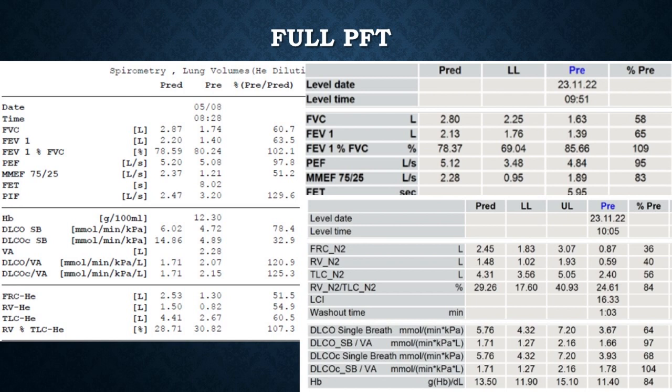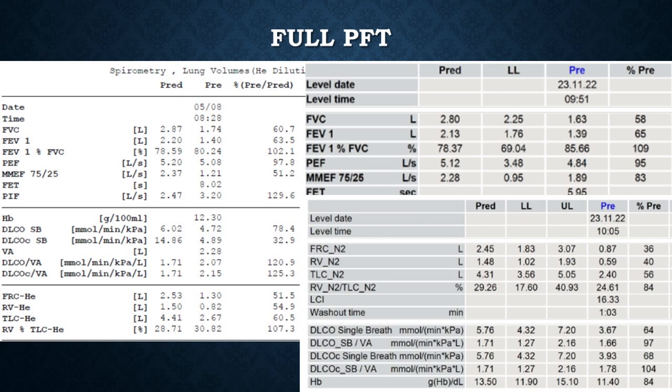Sorry, this is our RaniPET format. It's a bit different, so pardon me on that. But what we are concentrating on is the FEC. And don't go by this often. Unless you have a standardized lab which always uses the same reference equations, your percentage predicted will change. There are two ways of looking at lung function. One is absolute change. One is relative change. Okay?